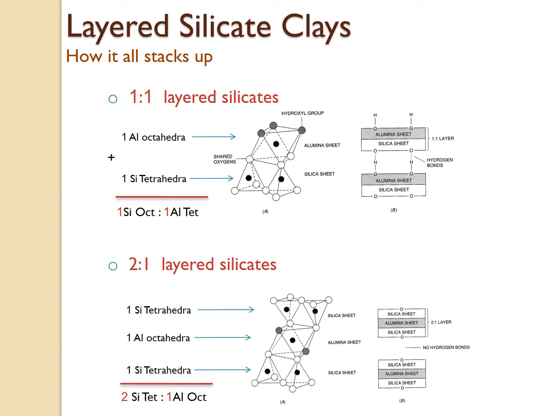All right, so now let's start determining the difference between all of our clays. Now that we've learned where they get their charge from, let's learn how they all stack and create their own crystalline structure. So we have one-to-one layered silicates, which just have one aluminum sheet and one silica sheet, meaning one octahedral and one tetrahedral sheet. That's why they're called one-to-one.